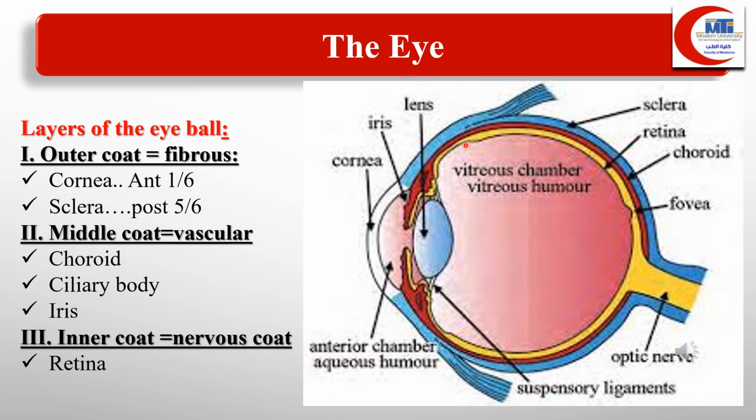The middle coat appears in this picture in red color. The middle coat, also called the middle vascular coat or the uveal tract, is formed of the choroid, ciliary body, and the iris. The innermost layer, the inner coat or the nervous coat, comprises the retina.